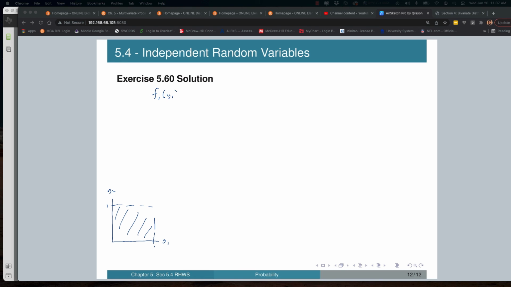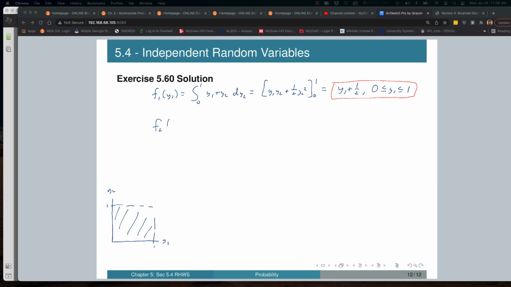So we need to find the marginal for y sub 1, which is going to be the integral from 0 to 1 of y sub 1 plus y sub 2 integrated with respect to the y sub 2 variable. That's going to end up giving me y sub 1 times y sub 2 plus 1/2 y sub 2 squared, evaluated from 0 to 1, which just ends up being y sub 1 plus 1/2 for 0 less than or equal to y sub 1 less than or equal to 1. So there's the marginal for y sub 1.